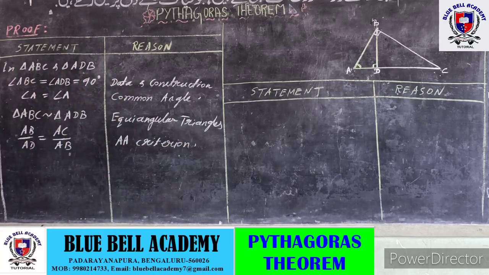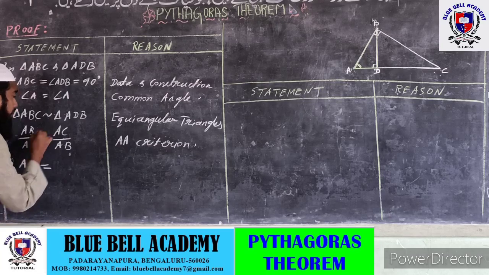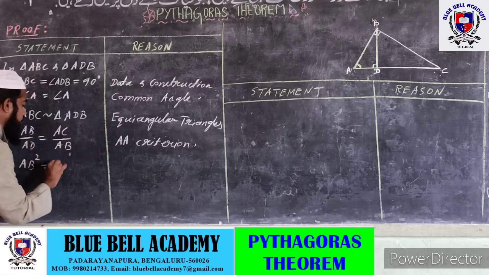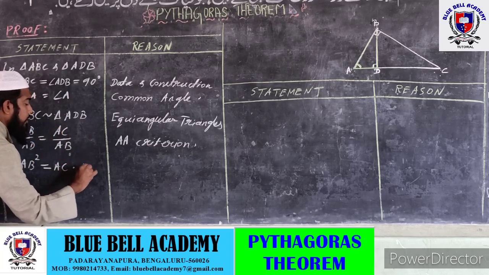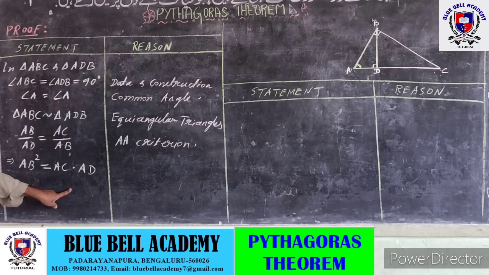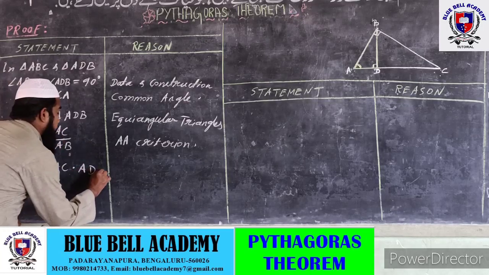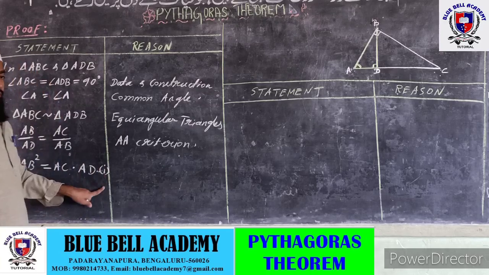Okay? If you see this here, if you simplify, AB and AB will be multiplied. It became AB square is equal to AC into AD. Or AD into AC also, but better to write AC into AD. AC into AD. Did you get this? And this one you have to consider as equation 1.